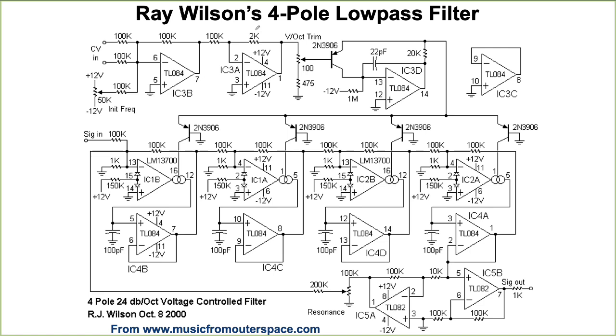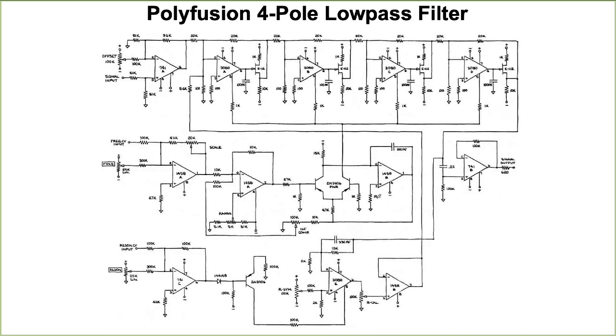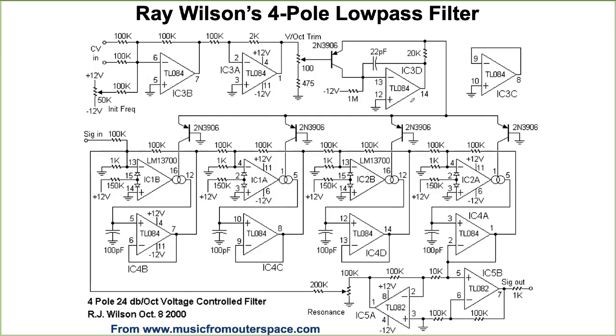One thing different about this configuration than the Polyfusion was that in the Polyfusion, we had 1 transistor here that was providing the current that had to be shared among all the OTAs. Here, Ray is being very generous with his transistors, and each OTA gets its own transistor to provide the current. So we wouldn't have to do that division by 4 when computing the cutoff frequency of one of these stages.